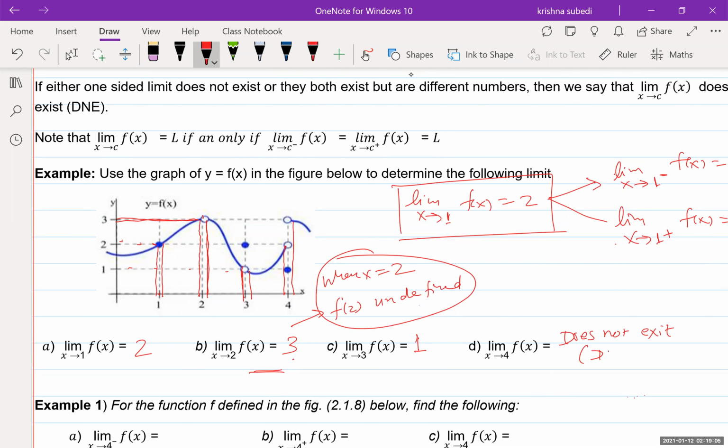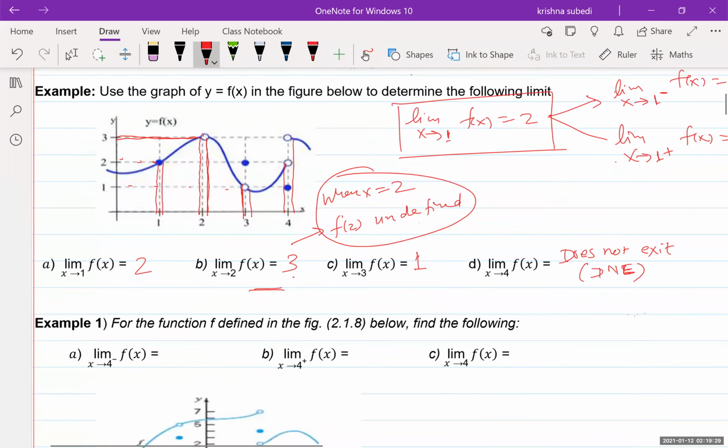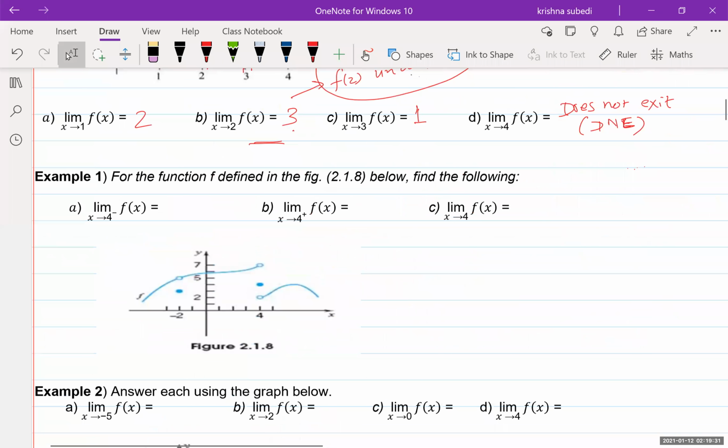And in short, we decided to write DNE in our last class, right? Now notice that when the graph has a jump, in that situation, limit does not exist. If the graph has a little hole, limit exists. But if there is a big jump like this, then limit does not exist. And I think we did this as well.